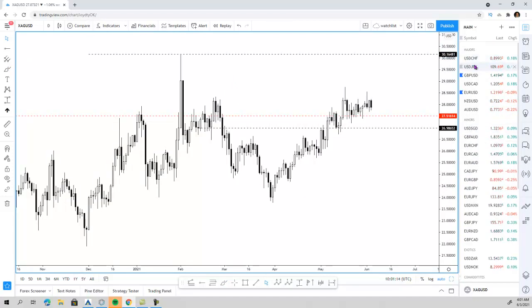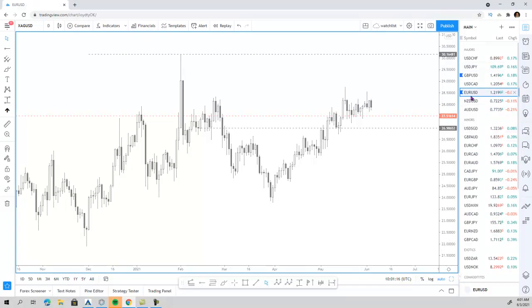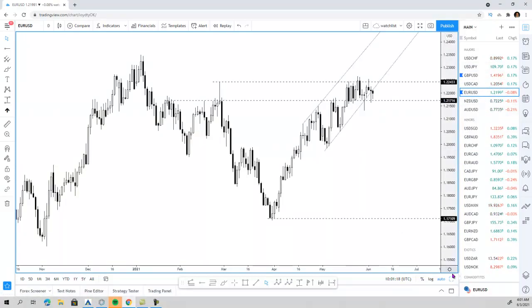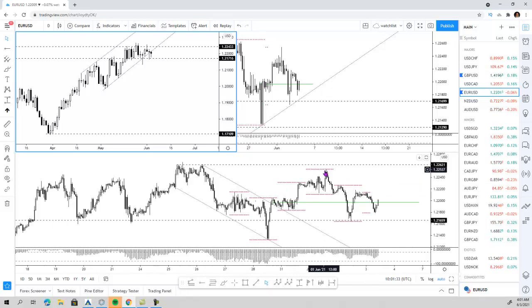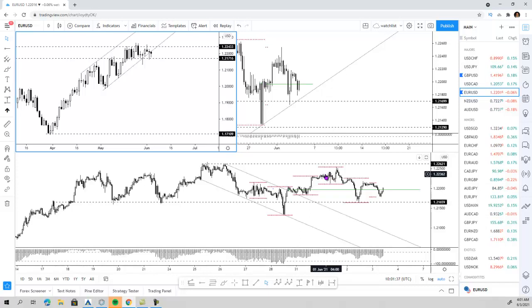Now let's talk about the EUR/USD and majors. We were holding, actually we took that long on the EUR/USD. TP1 was hit. TP2 actually was not hit, but we closed the position right on the highs.